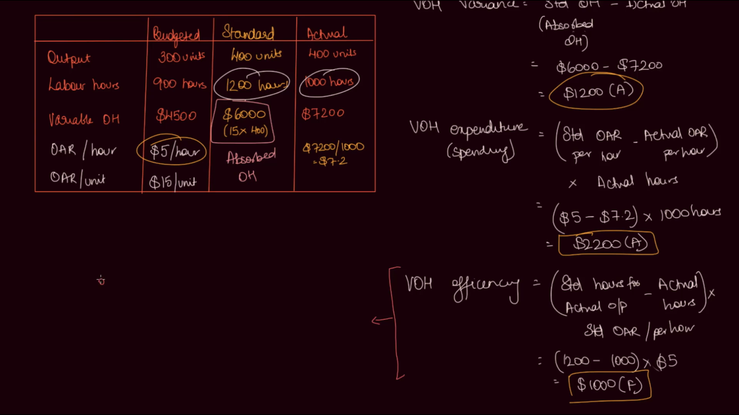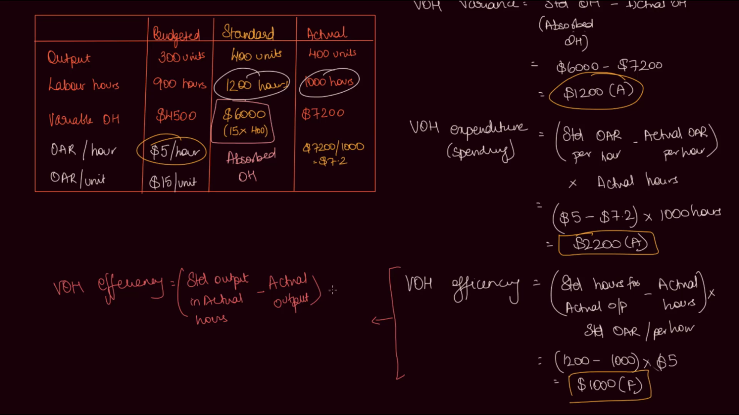So efficiency variance can also be calculated as the standard output that will be produced in actual hours versus the actual output produced. Just understand, in the first method we took the difference between the hours, standard hours minus actual hours. But in the second one, we are doing the same thing, but in terms of output. Whatever actual time they've taken, in that actual time, how much output should have been produced based on what the management feels versus what is actually produced.